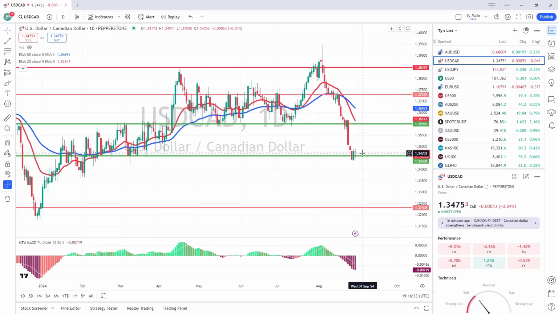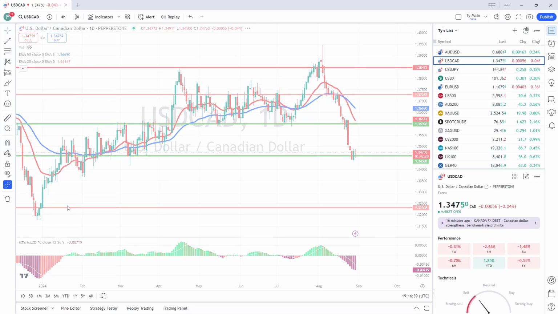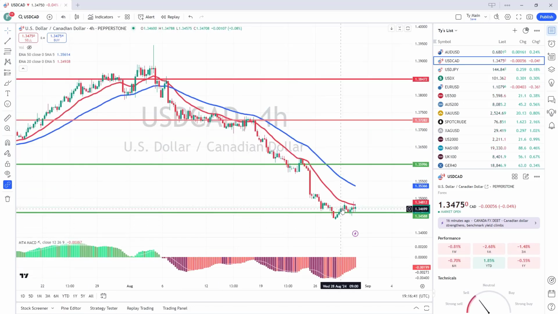So for mine, we want to see a series of higher highs and higher lows on a meaningful time frame, like say a 4 hour, perhaps, where we need to see a series of higher highs and higher lows, trading above the 20 moving average. And if we get that, then we can start to target that 136 area as the next main target.